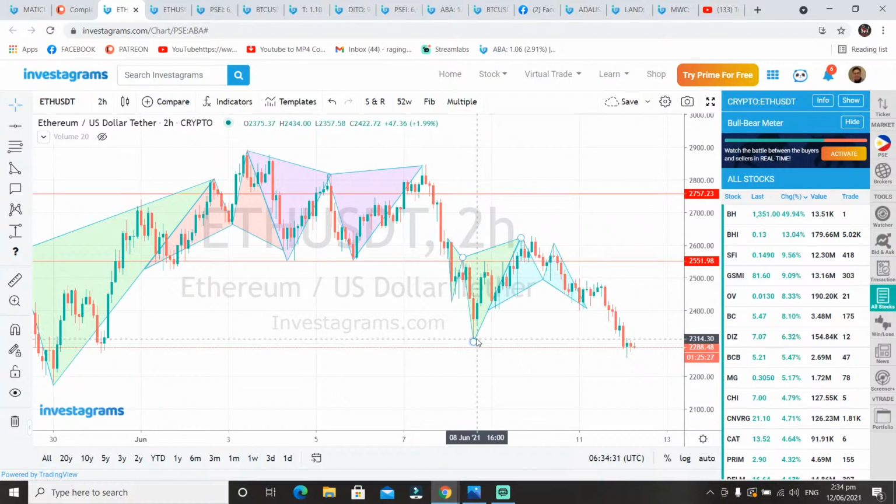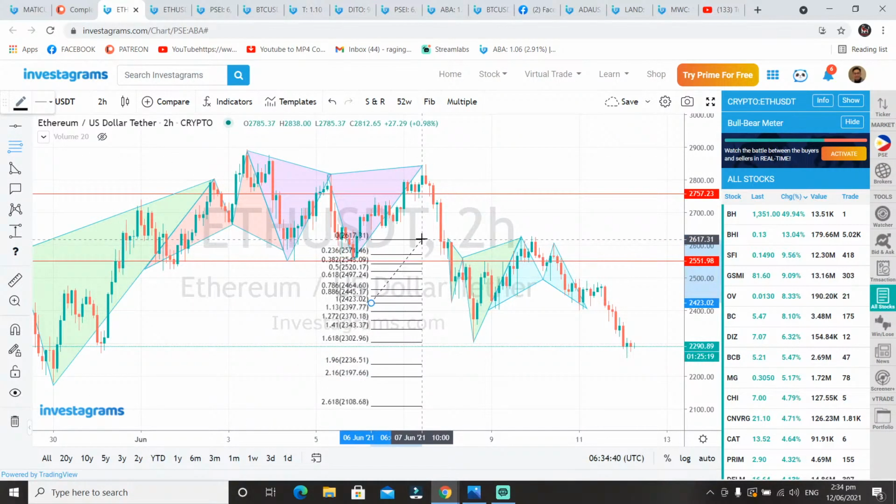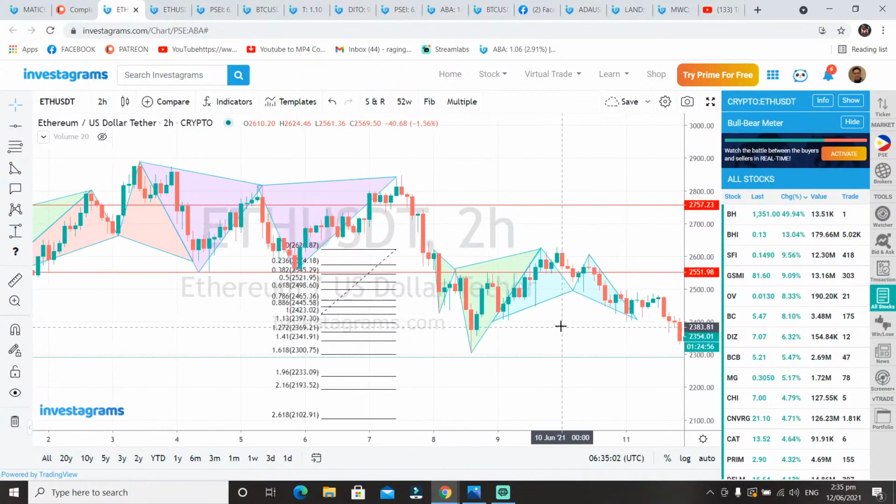So this is another shark. Is this a shark pattern or shark pattern? Because this is too much. So I think this is actually a shark pattern, because it's 161. Yeah. From here, X, A, B. Yeah, so it made. So I think this is now the shark pattern.